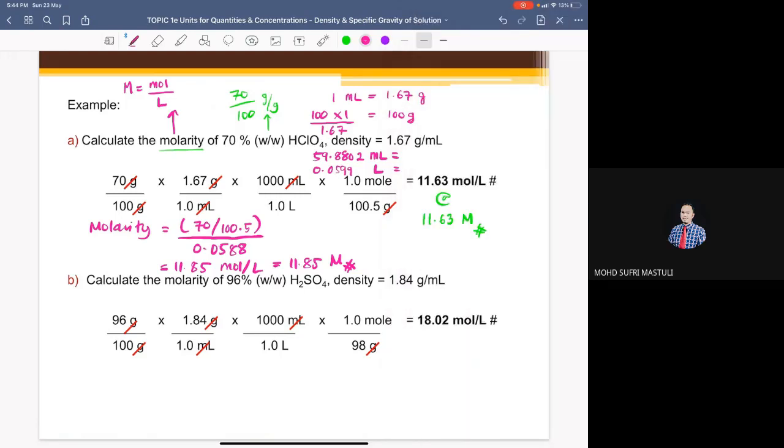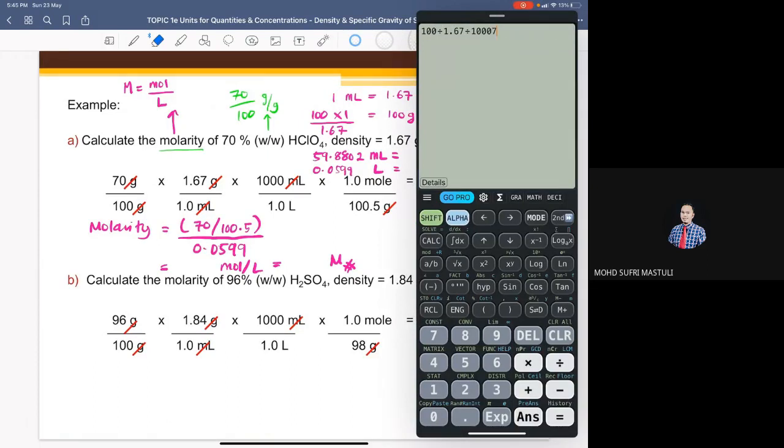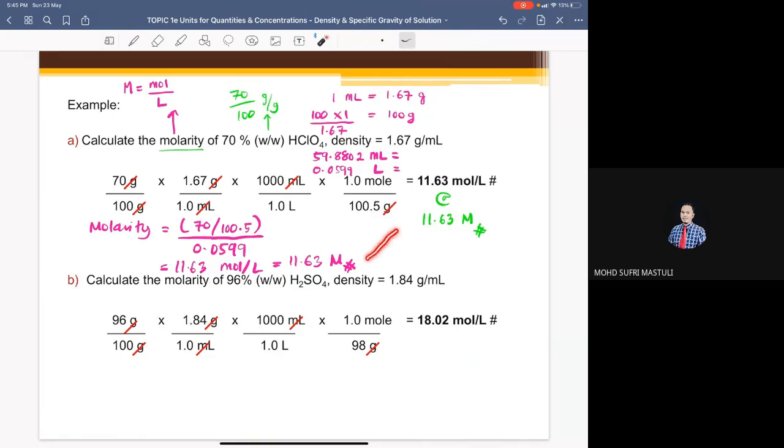Okay, so this one should be 9, and then you can get the same answer: 70 over 100.5, and then over 0.0599, so 11.63. So now you get a similar answer.